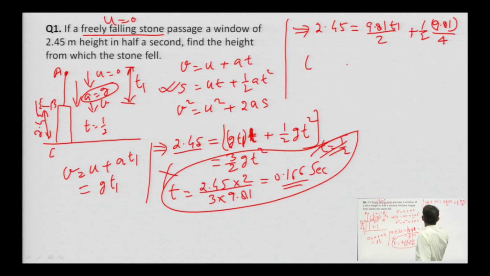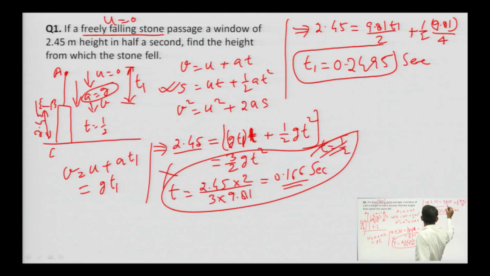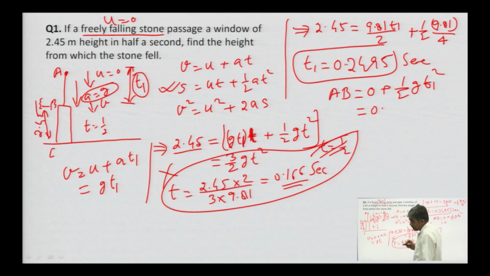Here the value of T1 we will calculate, and it will be calculated as 0.2495 second. By calculating this value of T1 we will calculate the value of AB. AB will be 0 plus half g T1 square, and that value will be 0.305 meter.